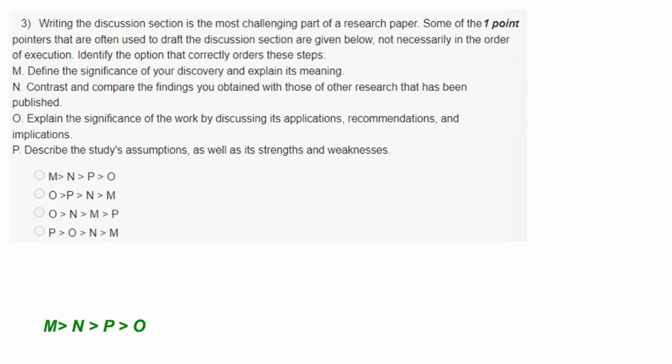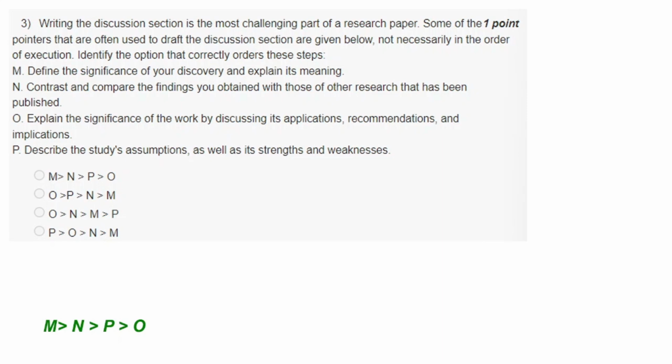So that's how you describe the study's assumptions, weaknesses, strengths, limitations, shortcomings, everything. Then at the last, you talk about the significance of the work by discussing its application, recommendations, and implications. Basically, you're talking about future research, your future scope. So you're ending the paper with the last part of the discussion by saying that this is the significance of my work, and these are some of the applications that this can be used in, some of the suggestions, recommendations, and some of the implications. This can be a very cool future scope of work. So that's how you can move ahead with the discussion part.